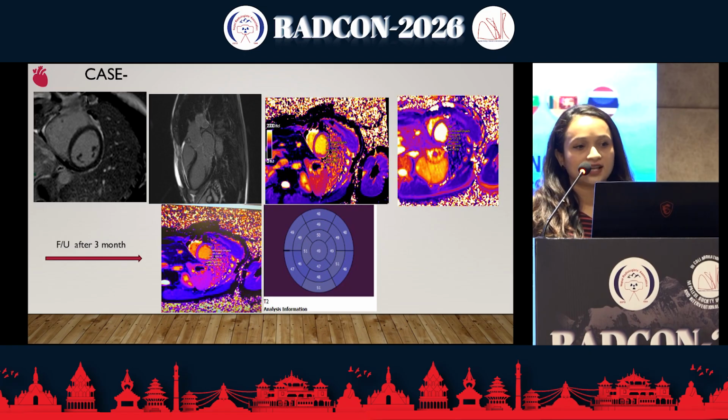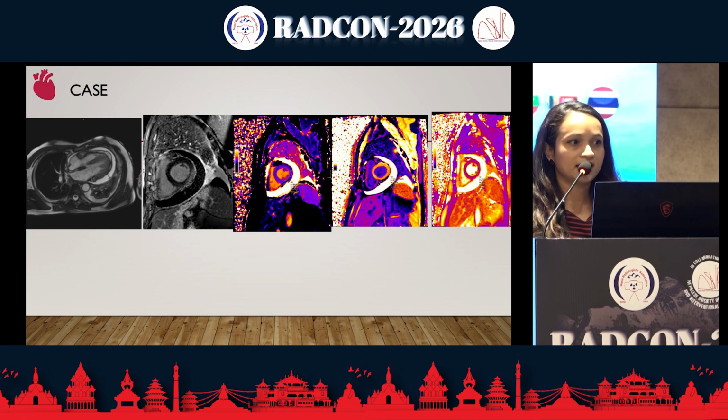And we suspected this as a case of myocarditis, and we kept this patient for the follow-up. After 3 months of follow-up, when we did a mapping, the values of the T1 and the T2 were found to be decreased, and the patient's symptoms had almost recovered. So this is a case of myocarditis that has been diagnosed with mapping rather than the enhancement.